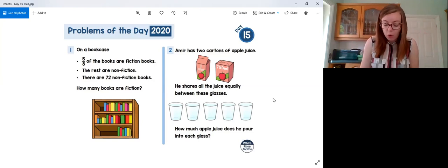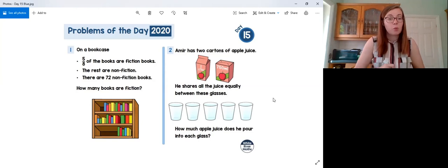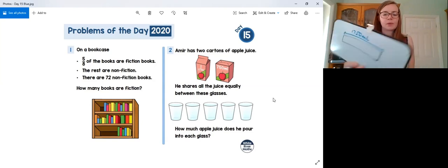I'm going to use my 1,750. And I now know that that is my total. So, I'm going to have to swap pens. They've worked so hard, I'm running out of ink. So, our whole amount of juice is 1,750 millilitres.